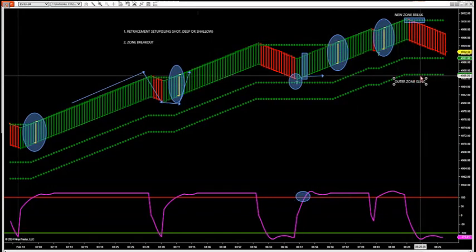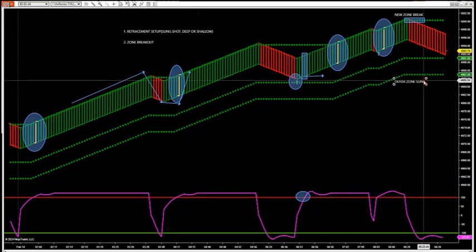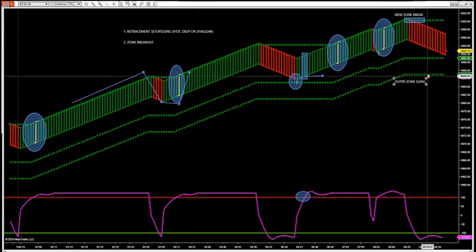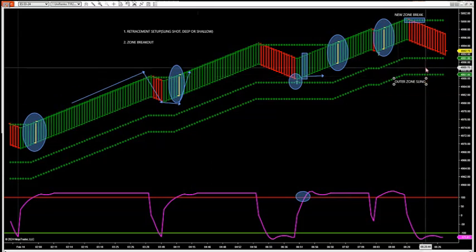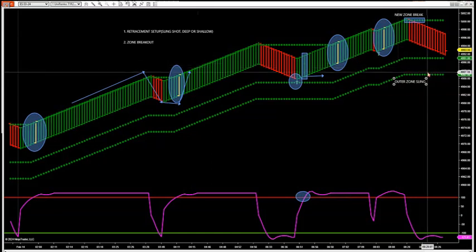Remember, an outer zone is going to close at least one candle close below this outer zone and then close back inside of it. So the candle's actually got to close back inside of that zone. And once it closes back inside that zone, then we have a setup for an outer zone trade.